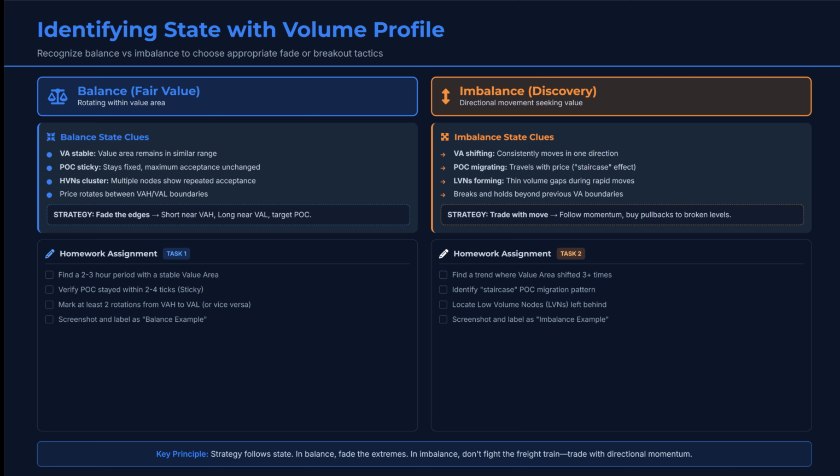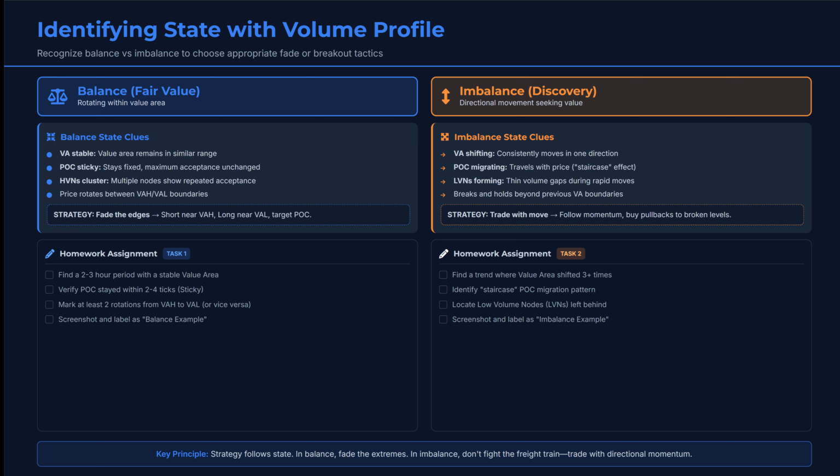Third, locate the low volume nodes that were left behind. These are thin gaps in the volume profile histogram where price raced through without acceptance. Mark these LVNs on your chart. Finally, take a screenshot showing the shifting value areas, the migrating POCs, and the LVN gaps. Label this screenshot Imbalance Example and save it to your journal.